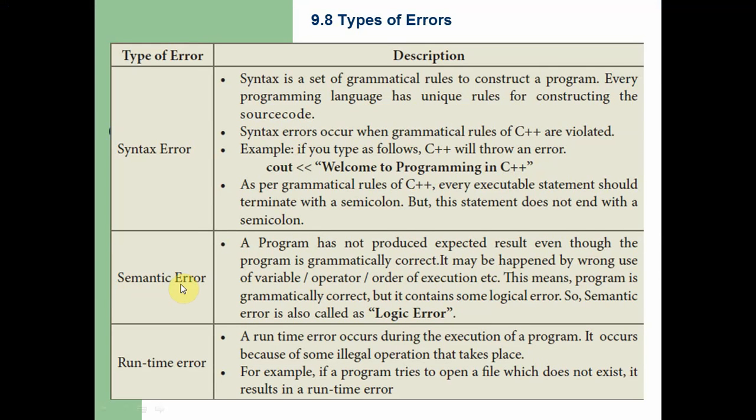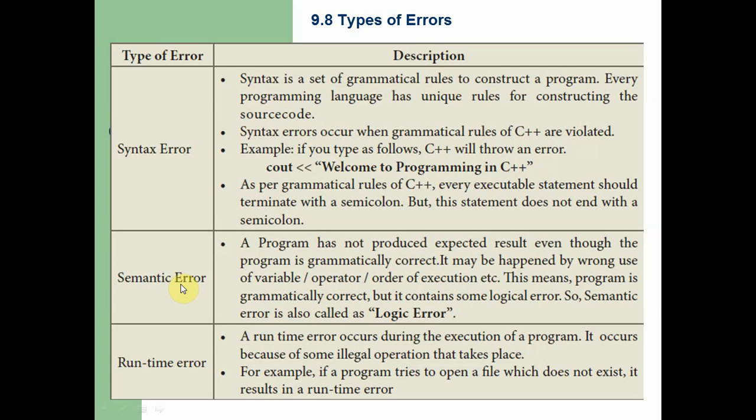Now we are going to discuss the second error, semantic error. This error does not produce the expected result even though the program is grammatically correct. It may happen by wrong use of a variable, operator or order of execution. This means the program is grammatically correct but it contains some logical errors. So a semantic error is also called a logical error. It means in the program there was no syntax error, but the result which was produced is not the expected result. So the result shown by that program is wrong. This is called a semantic error. We will learn more about this semantic error in upcoming chapters.